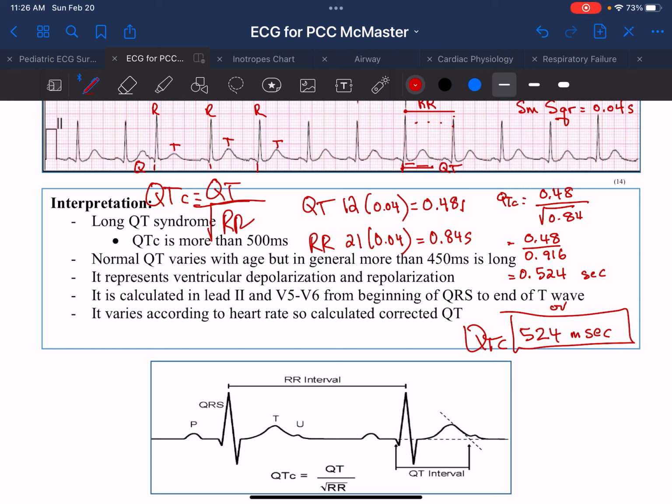So congratulations, you just calculated your first QTC. As I said, we'll be going into more depth around the importance of the QTC and how we manage prolonged QTC in the pediatric population during our lecture series.